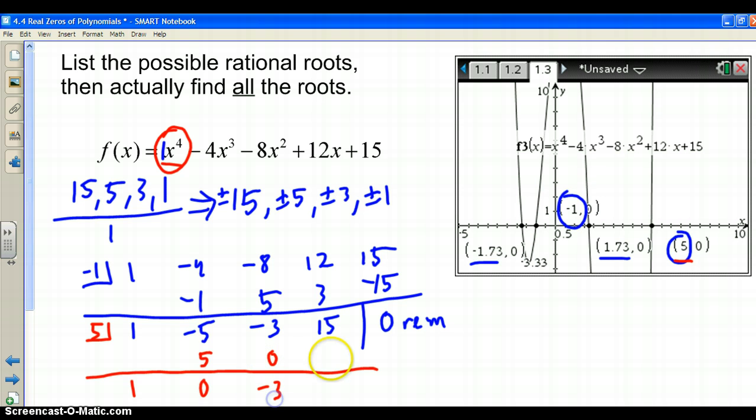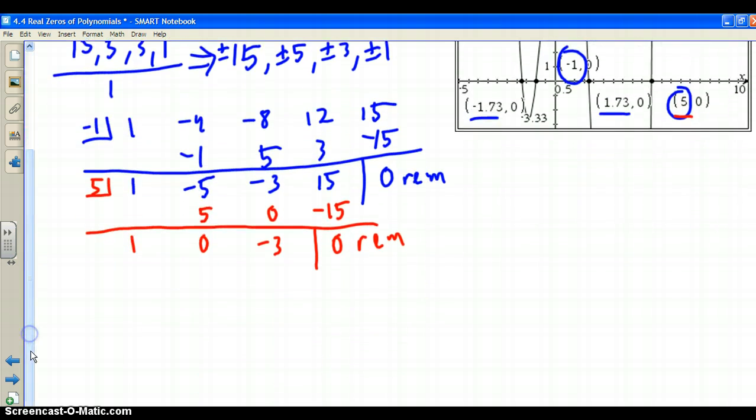0, 0, -3, negative 15. Remainder is 0. Alright, my remainder is 0 again. That's a great sign. Things are working out. So let's think about what this represents. This is a constant, this is x, this is x squared.